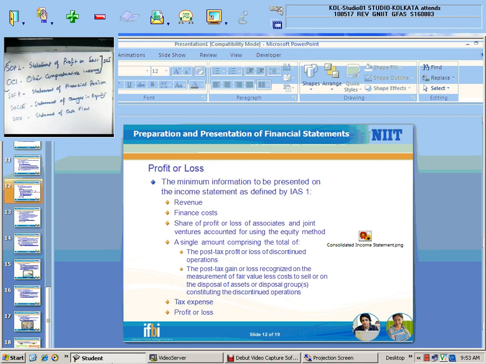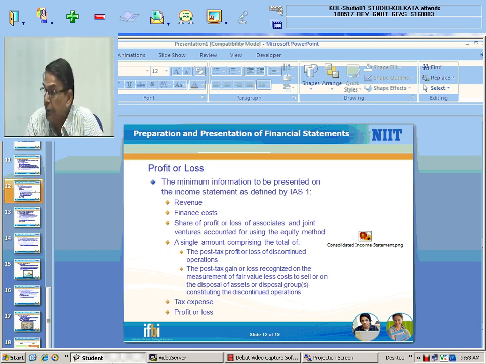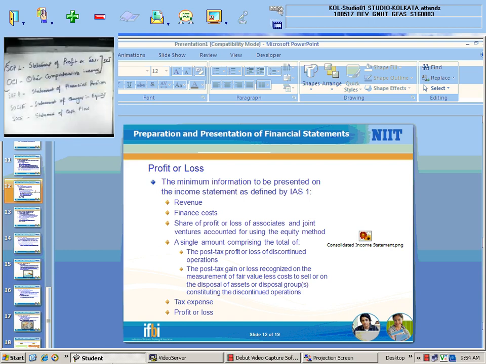A single amount comprising the total of the post-tax profit or loss of discontinued operations, the post-tax gain or loss recognized on the measurement of fair value less cost to sell or on disposal of assets or disposal of groups constituting the discontinued operations. Then tax expense and ultimately profit or loss. So these are the minimum information to be presented in the statement of profit or loss as required under IS1. So you can have a look.